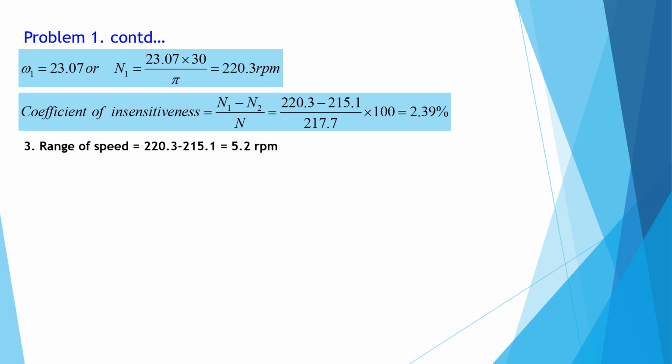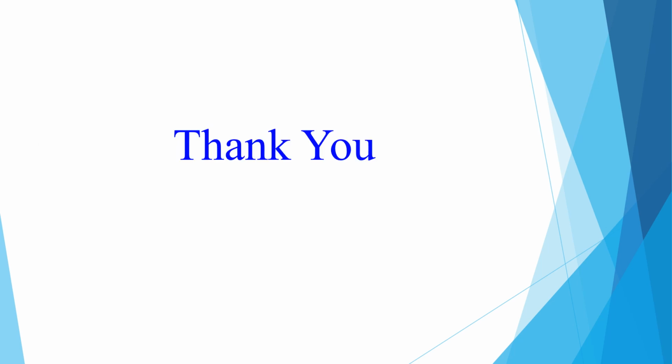So the coefficient of insensitiveness is 2.39%, and the range of speed N2 minus N1 is 5.2 rpm. In the next class, we will discuss the Hartnell governor, or spring-loaded governor.